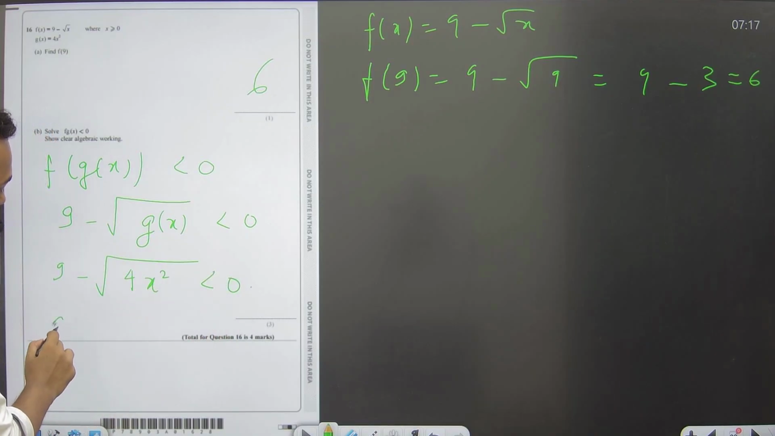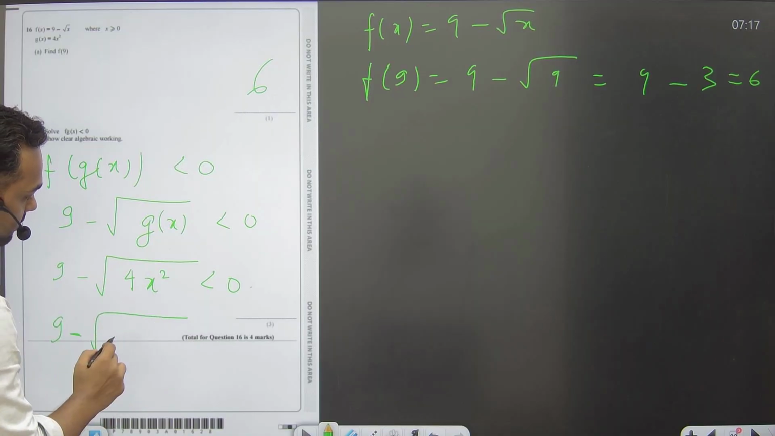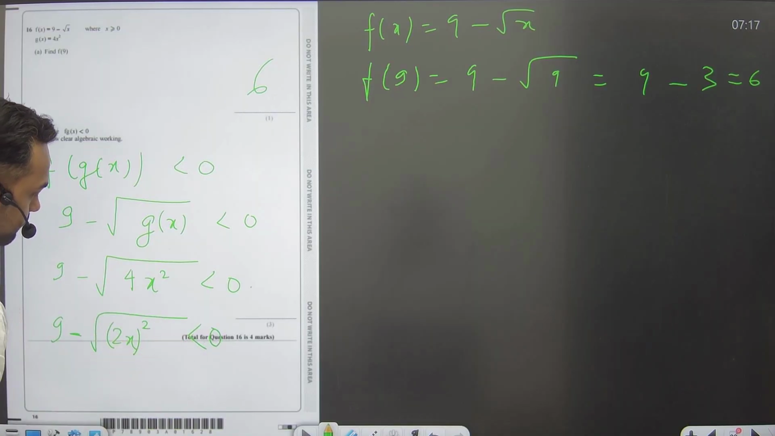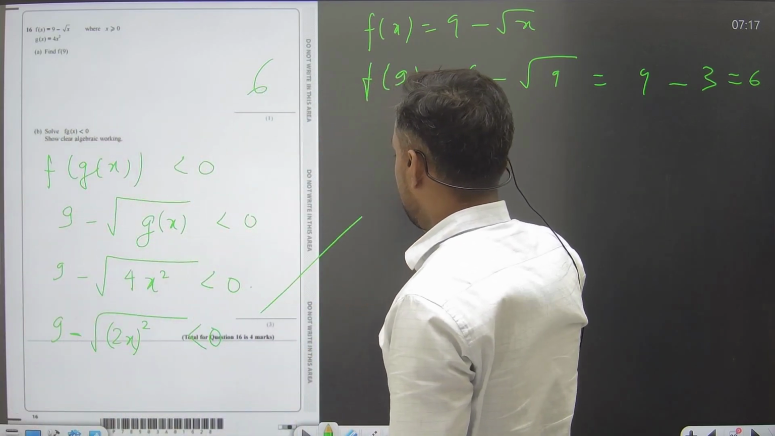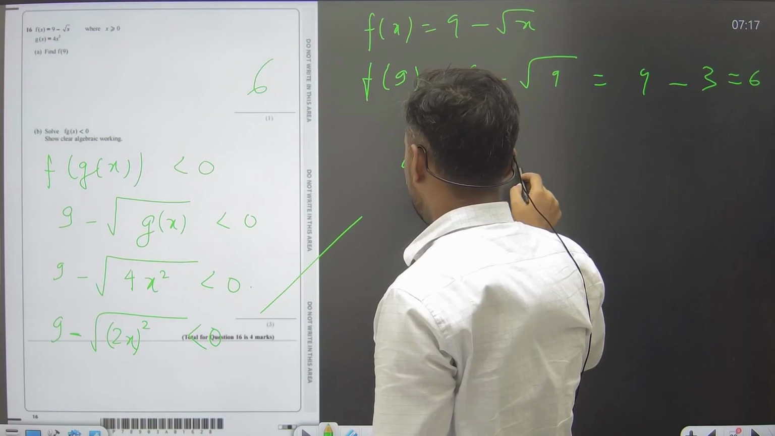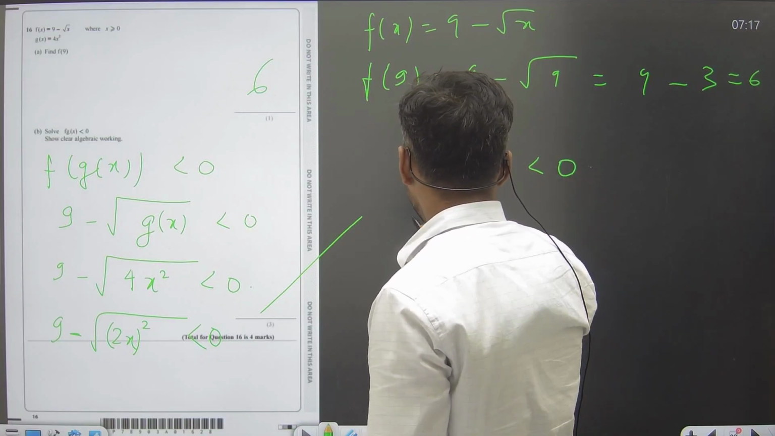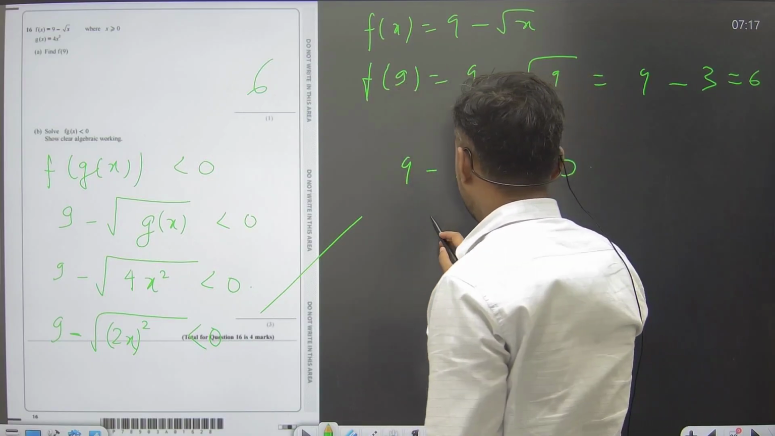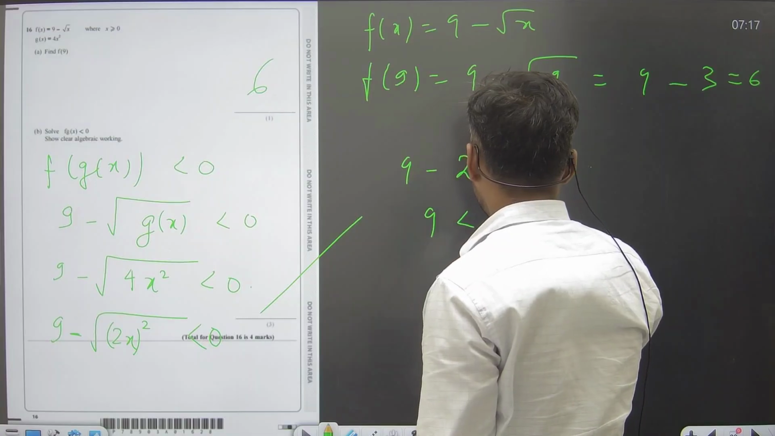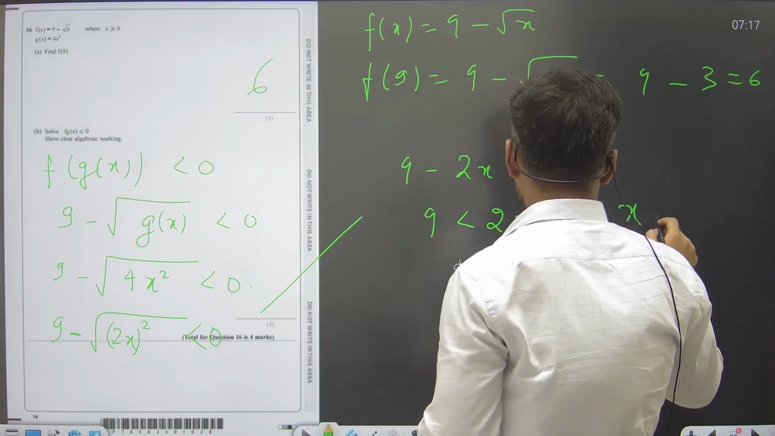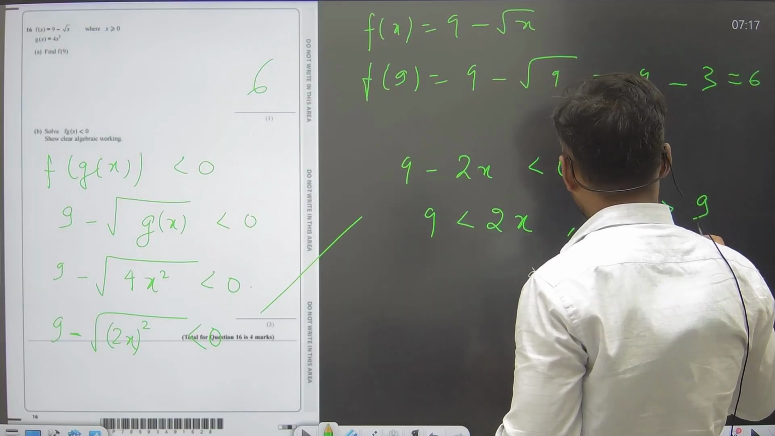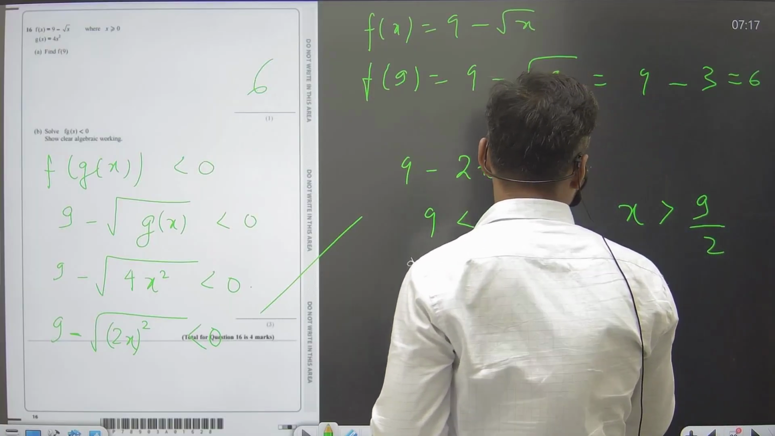So you'll get 9 minus root of 4x square, we can write this as 2x whole square, less than 0. So it will be, students, 9 minus 2x less than 0. We need to transpose 2x to the right hand side, so we'll get 9 greater than 2x. So we can say here that x is greater than 9 by 2. What does it mean? x is greater than 9 by 2.